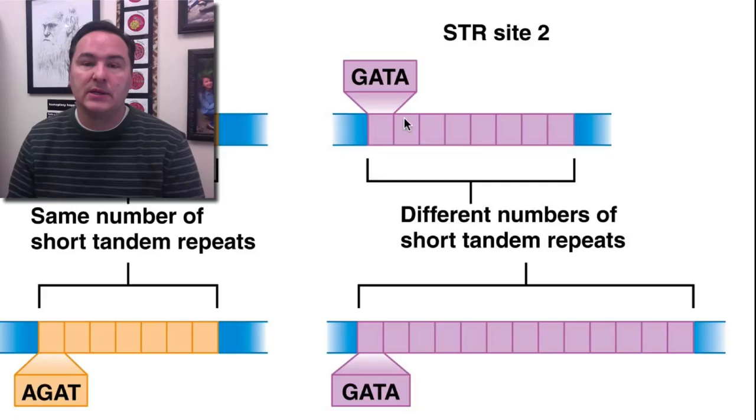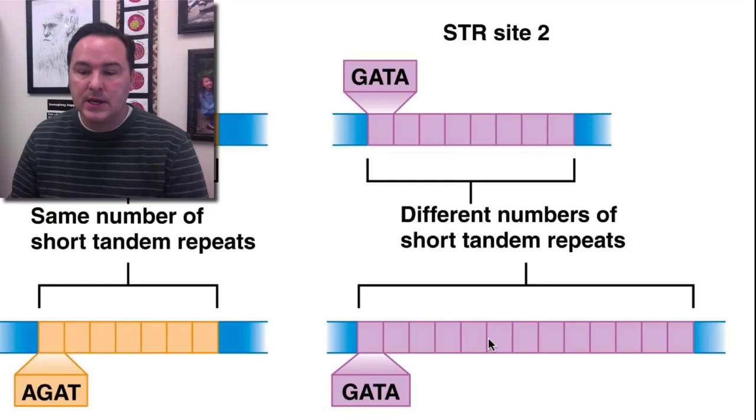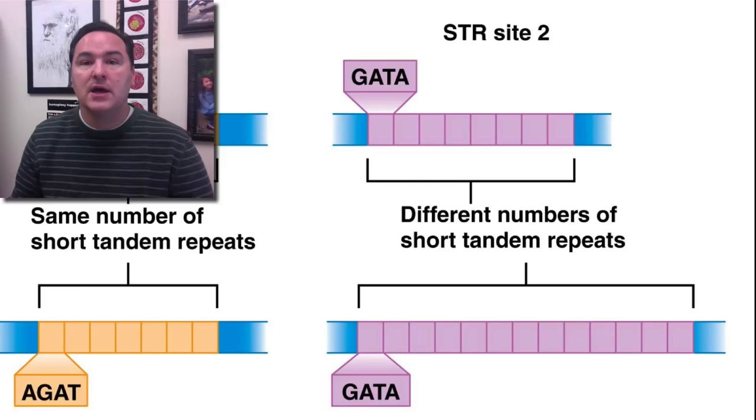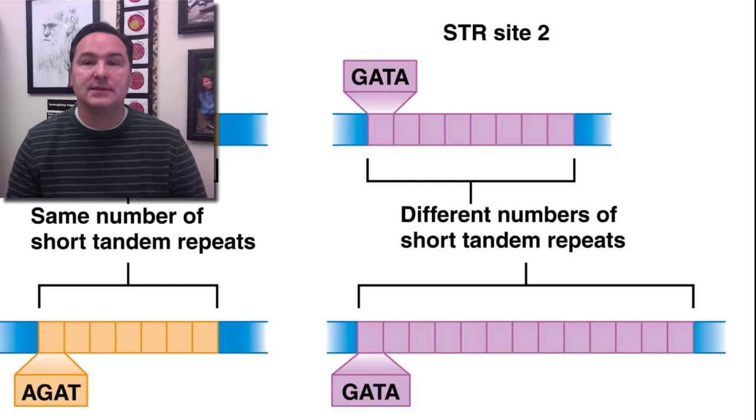Yet in the suspect, there is 1, 2, 3, 4, 5, 6, 7, 8, 9, 10, 11, 12, 13. So they don't match up. And this can be done across many, many different STR sites. In fact, right now, for most forensic analyses that are done, they use a 13-site profile.